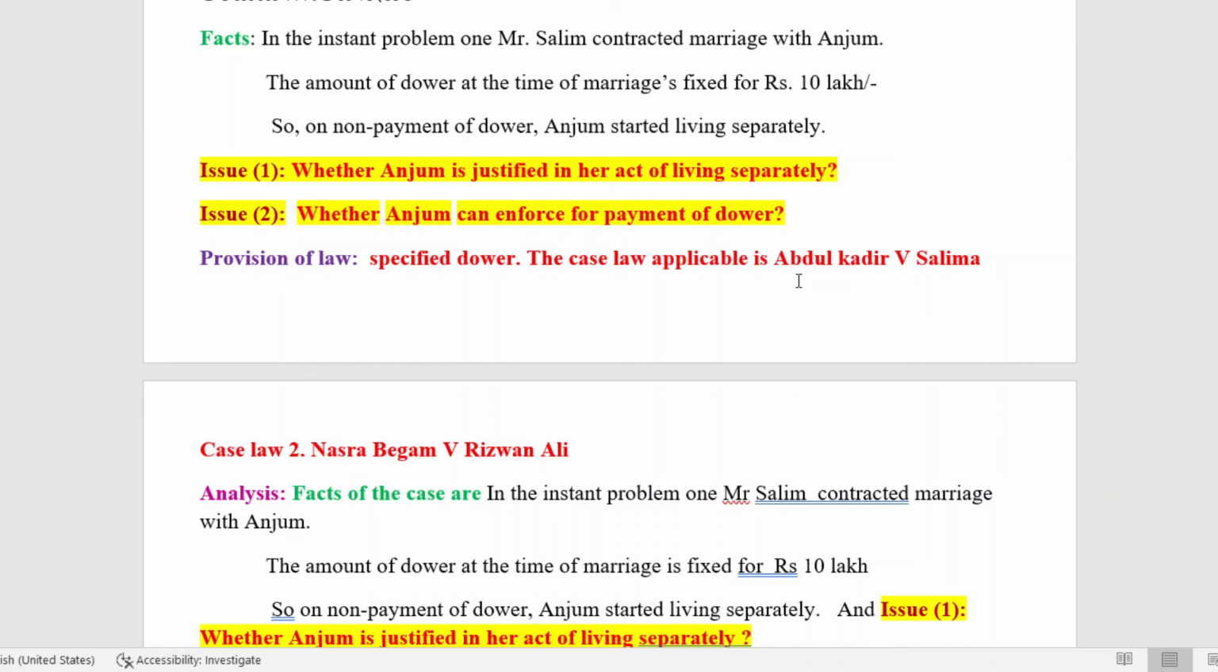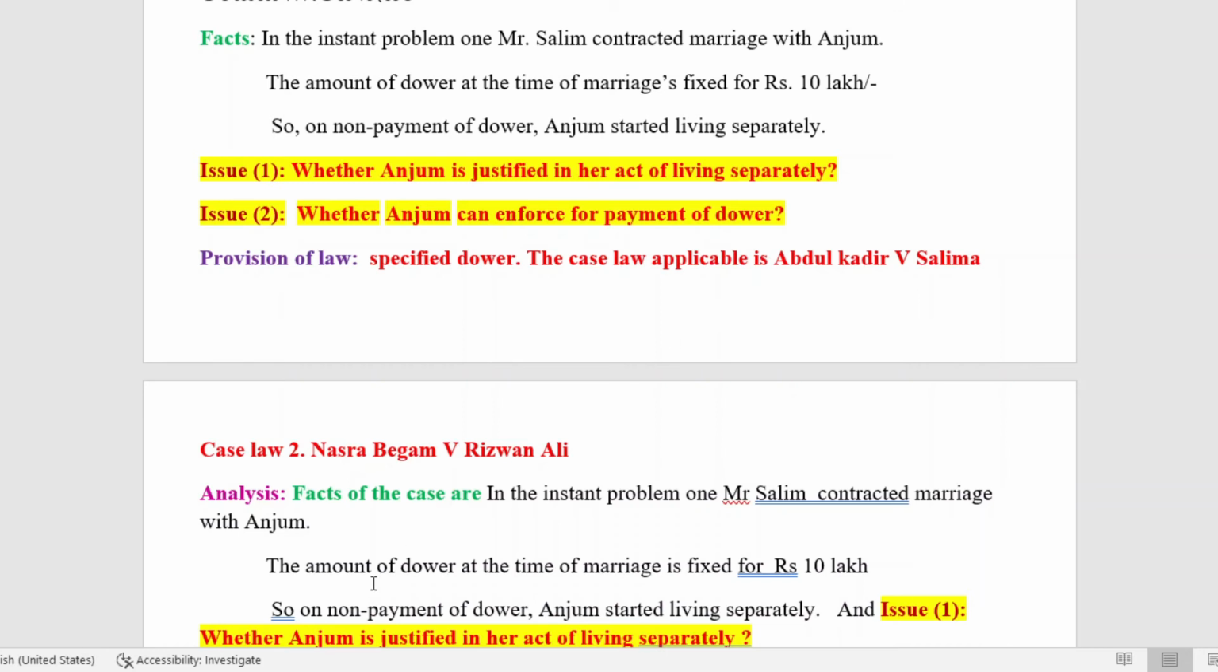So the court has asked Salima to go with the husband. So this is the case law of Abdul Qadir versus Salima. What we have to see is that when there is consummation of marriage, the wife cannot deny the restitution of conjugal rights that the husband has in his favor.